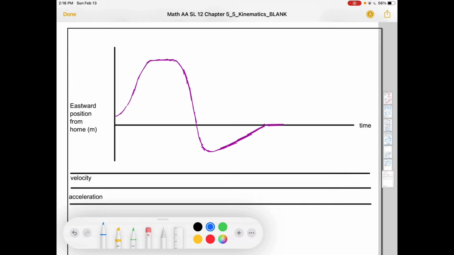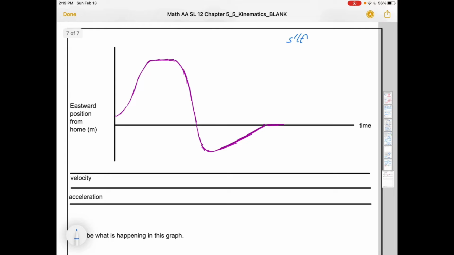But let's think about that purple graph as being position, and S prime would give us velocity. S prime means slope of S. So what can we say about the slope of S all the way through here? Let's start right at the beginning. The slope of S is positive, or the function's increasing right up to here. So we could say velocity is positive for the first little while.